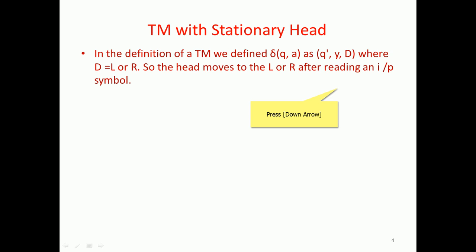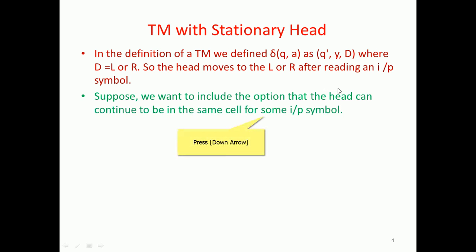After reading, examining or scanning the input symbol a, the machine moves towards the left or right side. That is what the direction tells us. The input will be replaced with the symbol y here. So from this statement we can understand that a stationary head is something we want to include as an option.